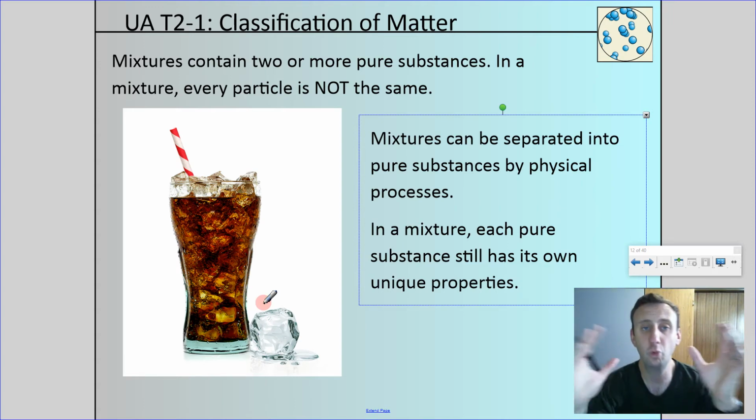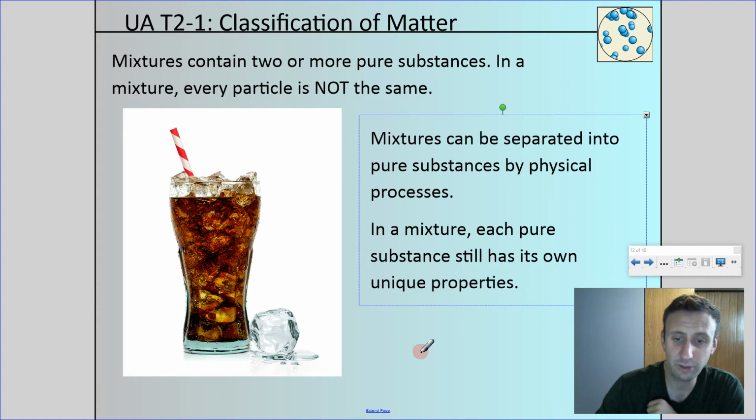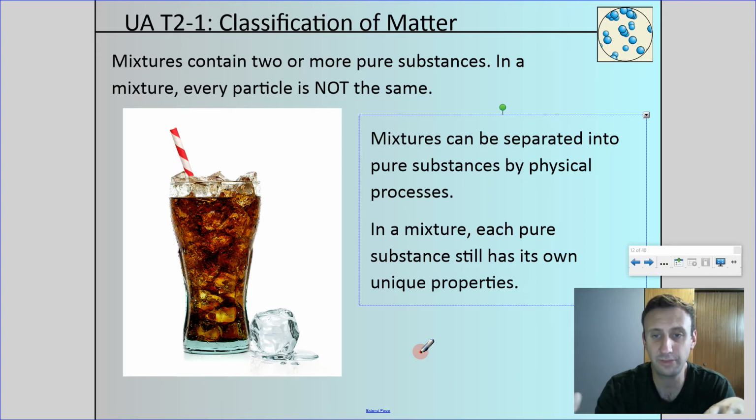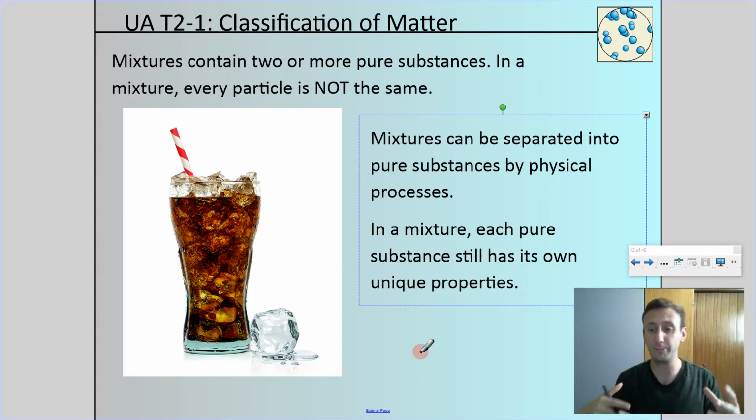Okay, now let's talk about mixtures. In mixtures, we have 2 or more pure substances that are mixed together. Not every particle is the same. And we can separate mixtures by using a physical process, through processes like, for example, distillation. In a mixture, each pure substance still has its own unique chemical and physical properties. So unlike in a compound, where you don't see the elements showing their unique properties, it's now the compound's properties. In a mixture, you see the properties of the different things.